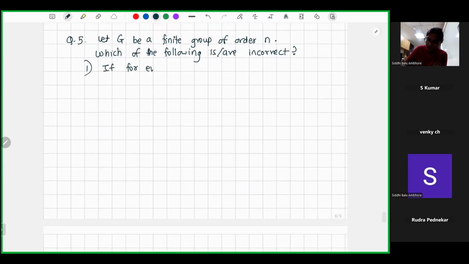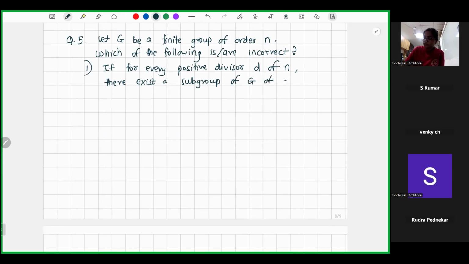A: If for every positive divisor D of n, there exists a subgroup of G of order D, then G is cyclic.